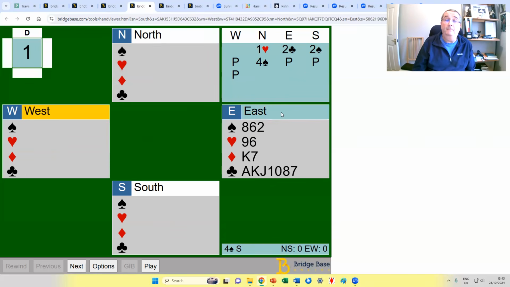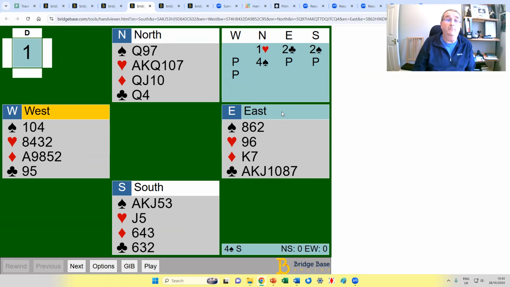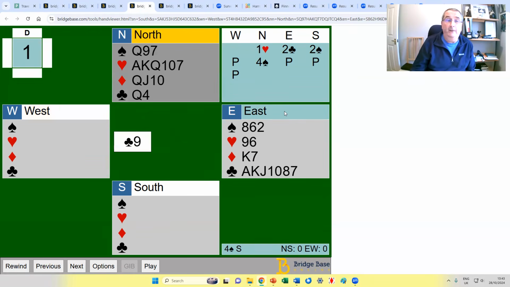Let's have a look at this one. And here North opens a heart, you overcall 2 clubs, South bids 2 spades, and North jumps to 4 spades. Oops, and your partner leads the jack of clubs. And you can see that what you should be looking at when you see dummy is that long, strong heart suit, which again is likely to be a source of tricks for declarer.